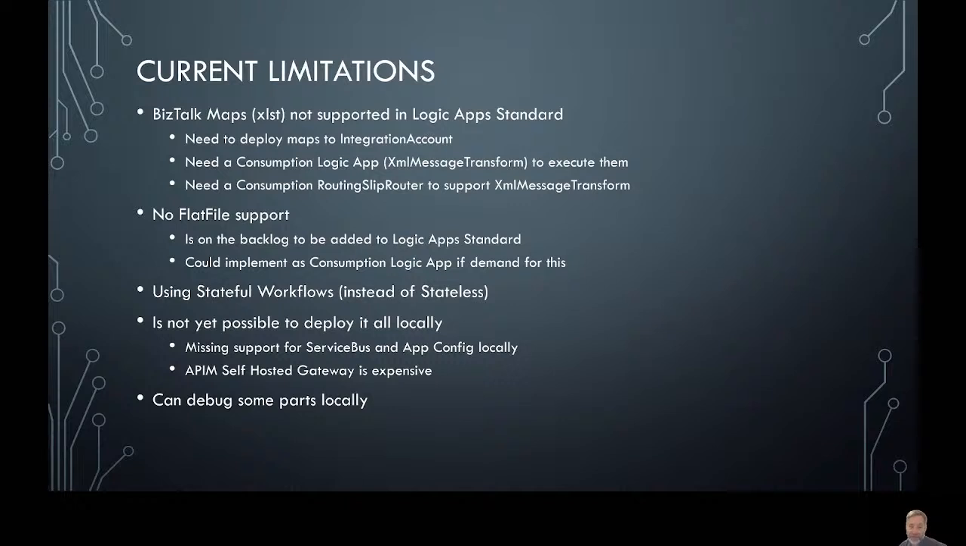You can debug some parts locally. So you could take, say, the HTTP receive port or receive location locally and run that. When it then calls the message constructor to do something, it's going to call the message constructor via API management. It goes up to Azure, and from that point onwards, it will all run up in Azure. You will eventually get a response back into your local one, but it's not going to run through all the other workflows locally.